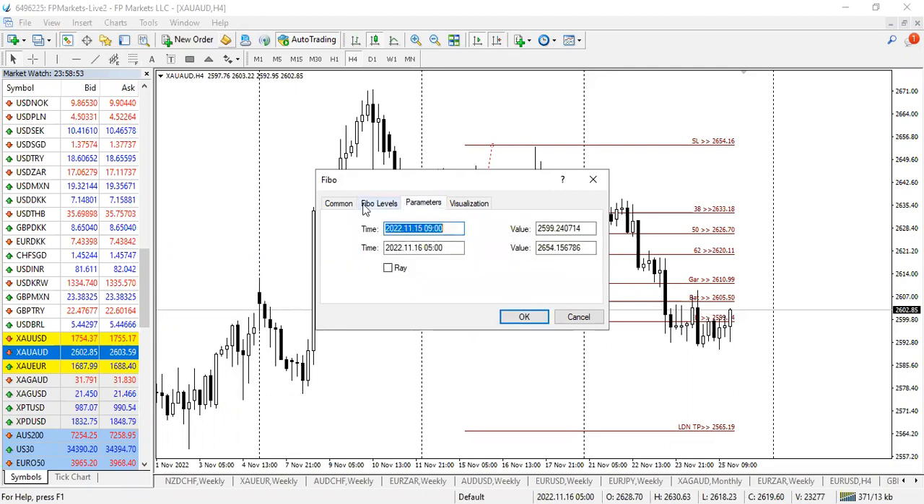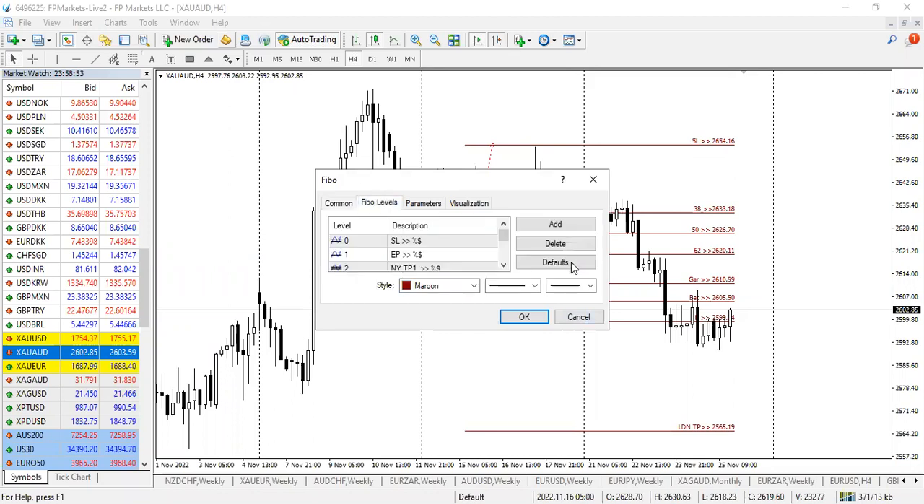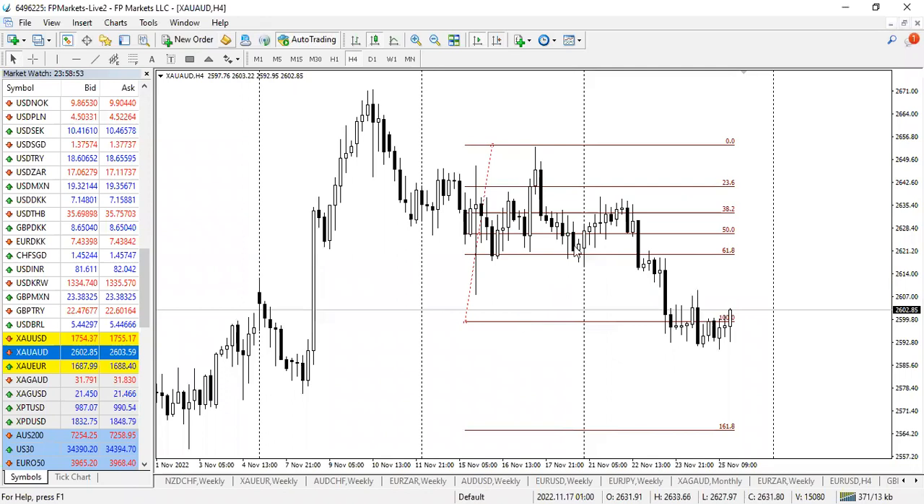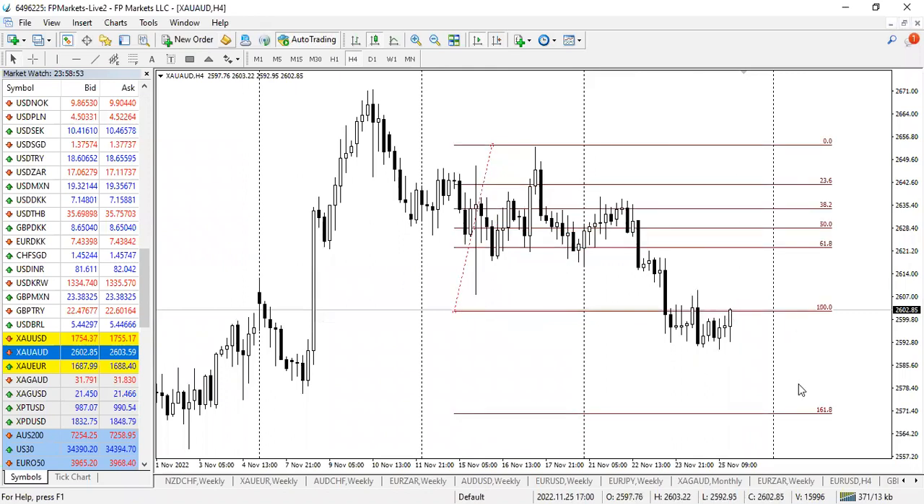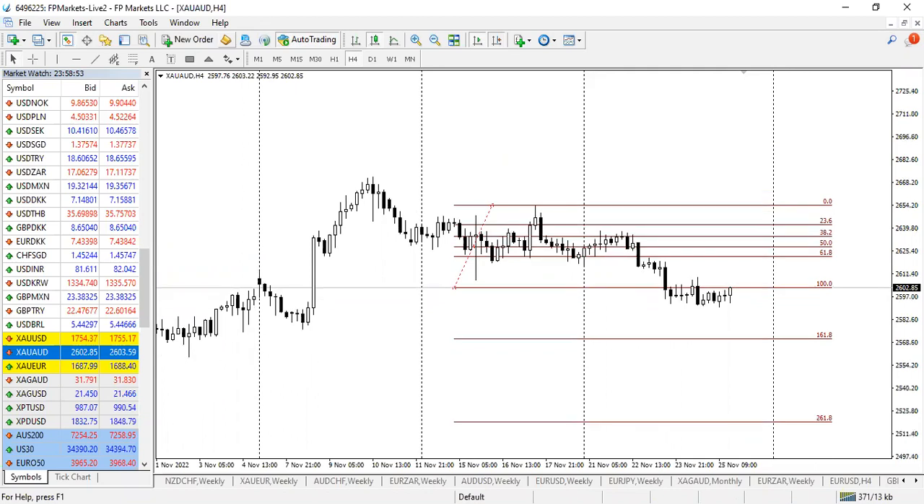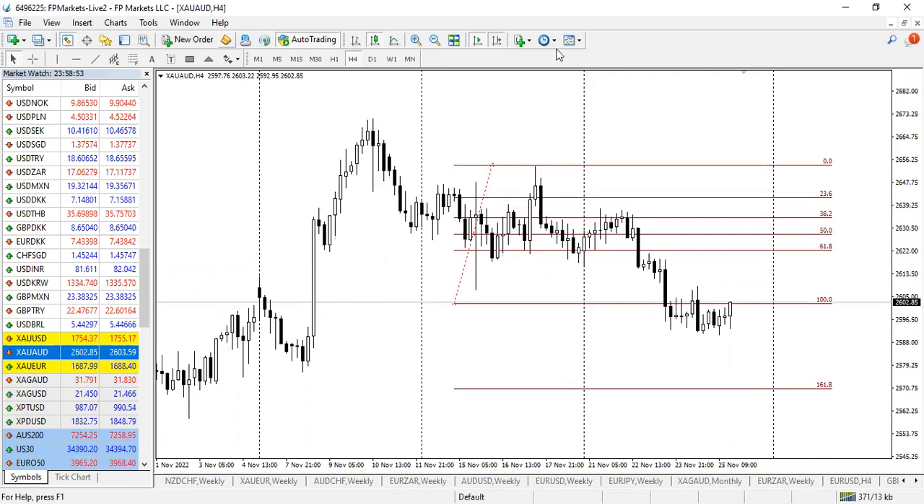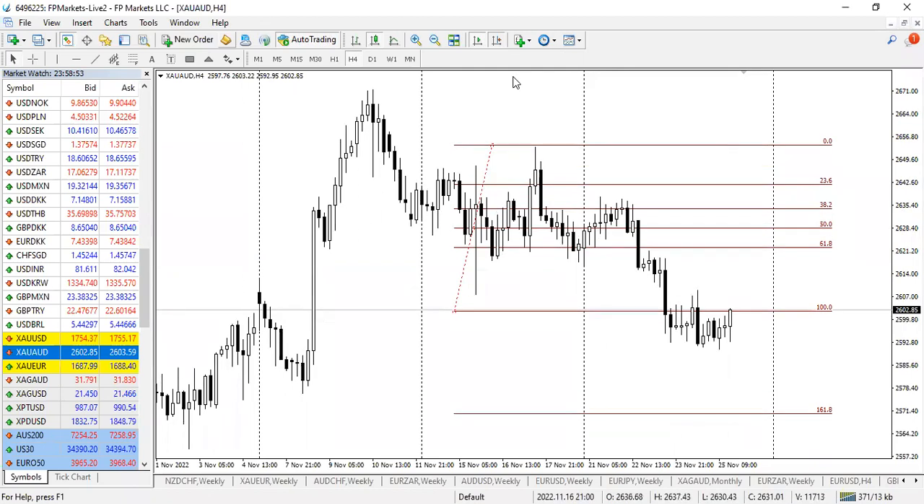Go back to default. Okay, default. So this is what you're going to see. 0, 23.6, 38.2, 50.0, 61.8, and then 100. There is 100 there, 161.8, and going down to 61.8 and all that stuff. So how do I now put some Fibonacci ratios on it? These are some Fibonacci ratios.